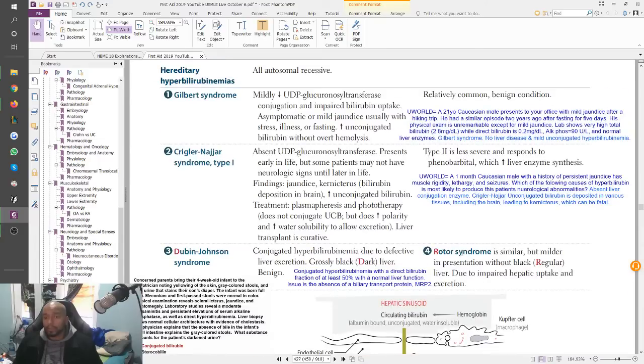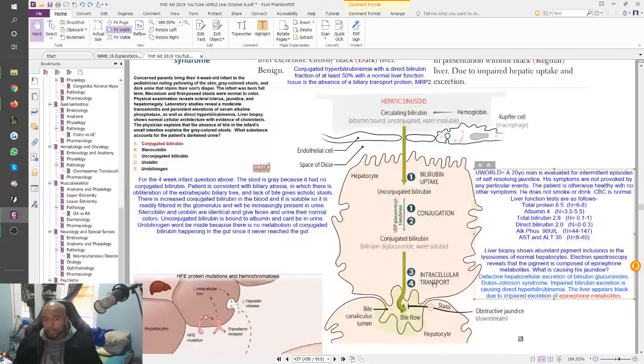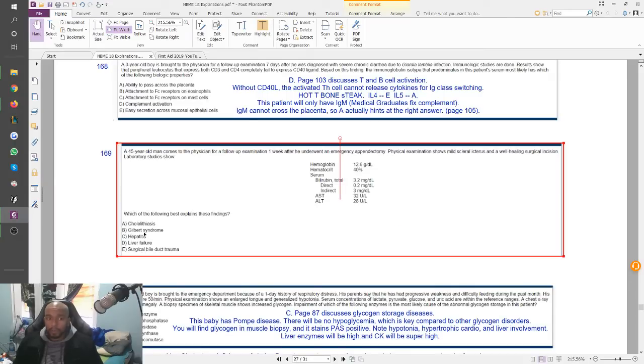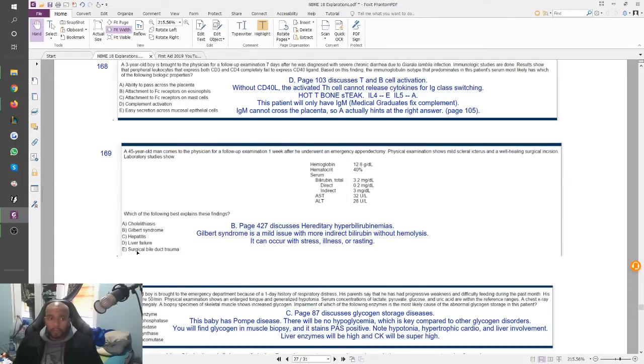And then Rotor syndrome. Rotor syndrome is similar to Dubin-Johnson, but the liver is not going to be black. And this image kind of tells you that 3 and 4 are due to intracellular transport, whereas 1 and 2 are due to the conjugation enzyme not working. Not so hard at all. This question was pretty easy because they only had one syndrome here. The other things would have different findings: liver failure would have elevated liver enzymes, hepatitis would have elevated liver enzymes, cholelithiasis is irrelevant to his issue, and surgical bile duct trauma is also irrelevant to his issue.